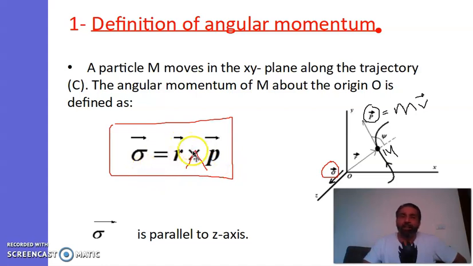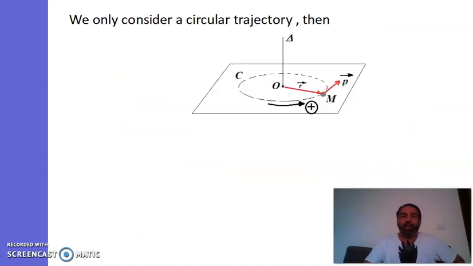In reality, we do not consider in this class this general definition of angular momentum, I mean for any curve in the plane. We will confine our study to circular trajectory. So here is a trajectory, a circle, and let me use another color.